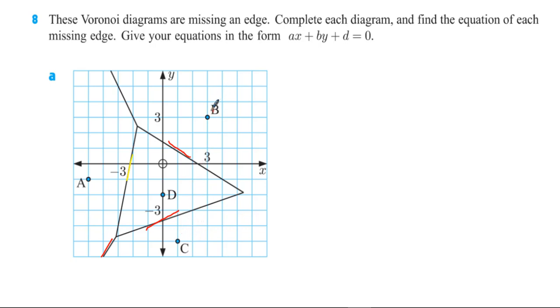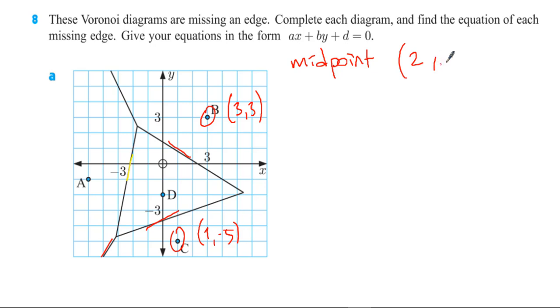So between these 2 points, the edge is missing, so we know how to find it. First, we need to find the coordinates, so it's 3, 3, and for C, it's 1, minus 5. And first, we need to find the midpoint. The midpoint will be 2 and minus 1. Then we find the gradient.